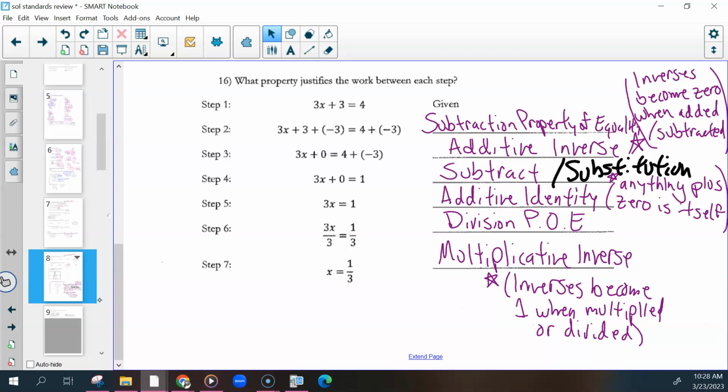I'm going to show you the answer to 17, and then I'll show you these ones in Desmos, or 13 and 14 in Desmos, and then we'll go on to the quiz.